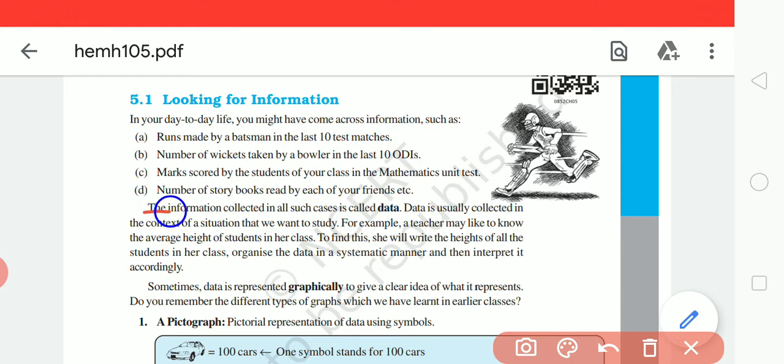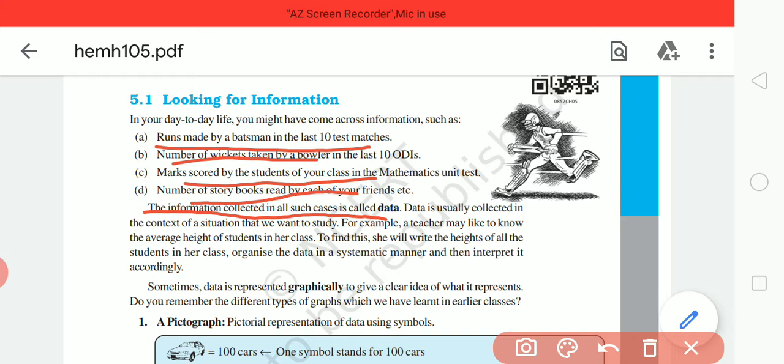Data is the information collected in all such cases, like runs made by the batsman in 10 matches, the number of wickets taken, the marks scored by the students in the class, the number of storybooks read, and many others. The survey taken by the government after every 10 years is also raw data.